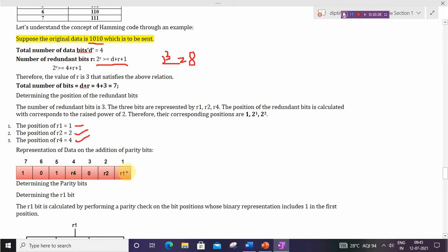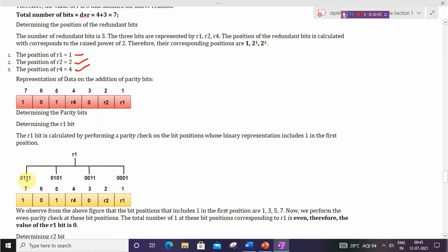Now we have to calculate the parity bits. To determine the parity bit for R1, it is calculated by performing the parity check on the positions whose binary representation includes 1 in the first position. Okay, means R1 will be calculated on the positions whose binary representation includes 1. Here 1 means 0, 1, where 1 is in the first position, but 2 means 1, 0.